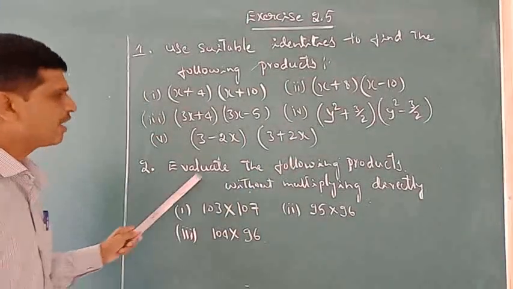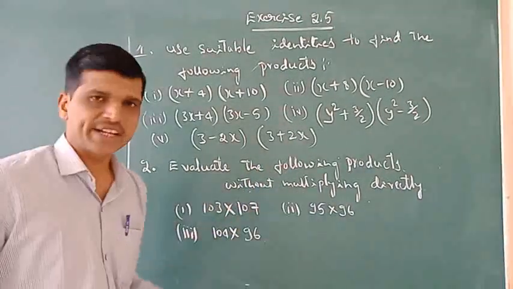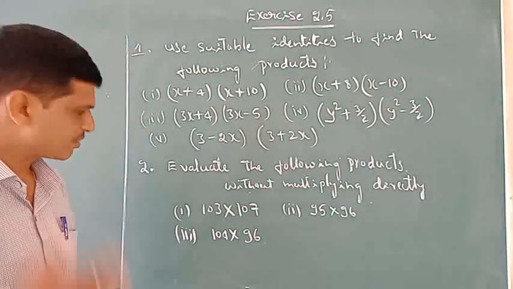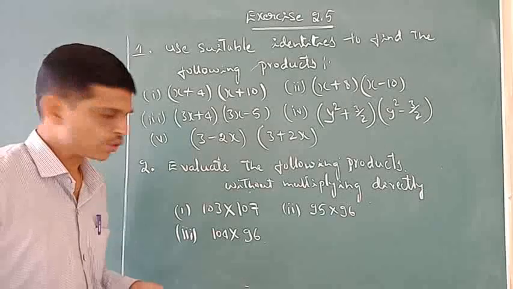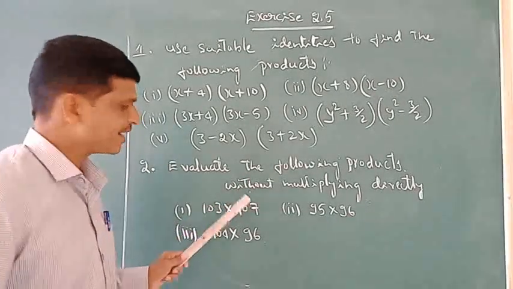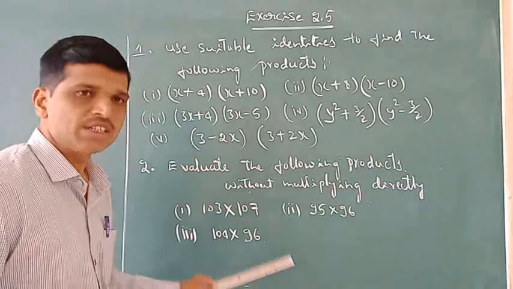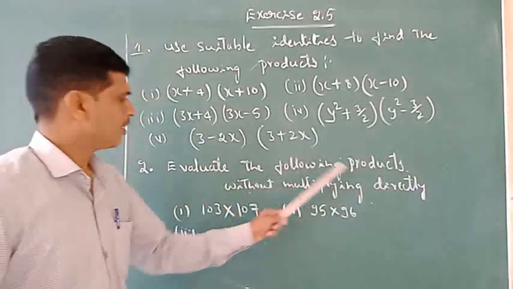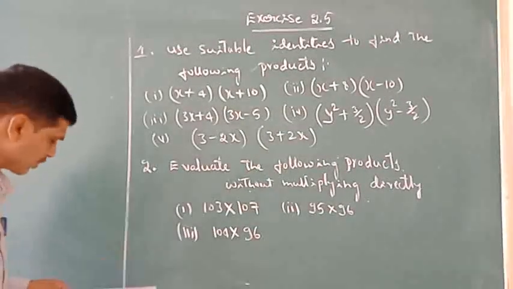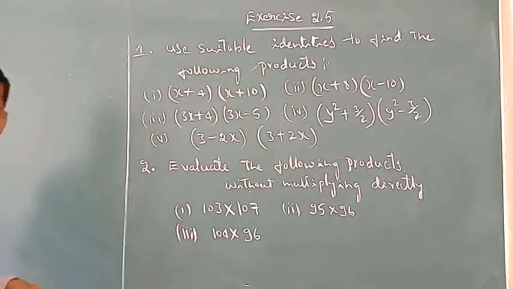The second main question: evaluate the following products without multiplying directly. You already know how to multiply, whether from single digit to n number of digits. So before going to multiplication, first apply whichever identity is suitable for these products. That is why we can find the product by using the identity without direct multiplication. So now let us begin the solutions.